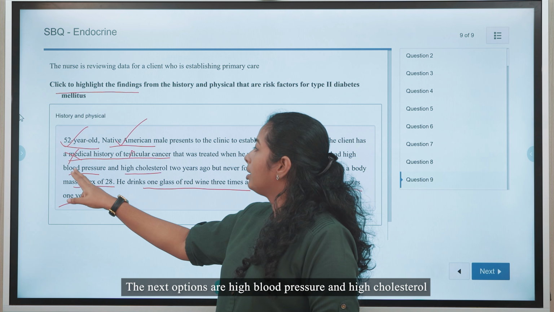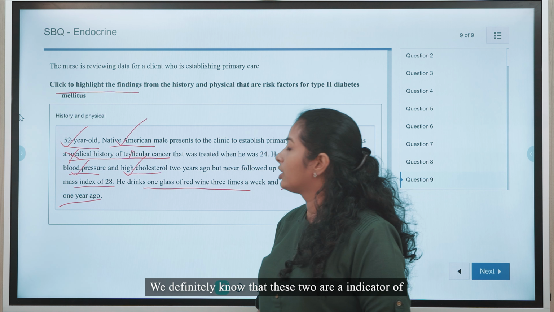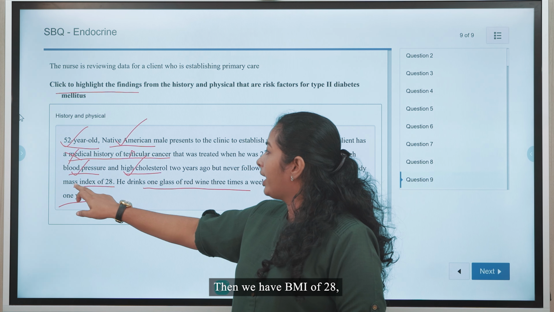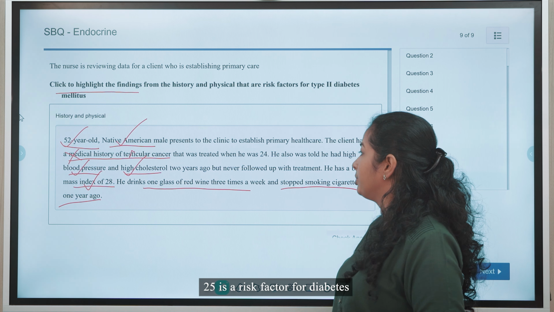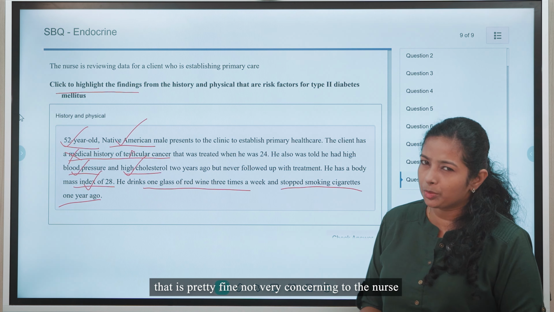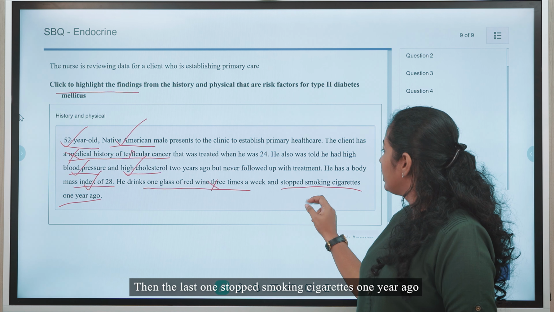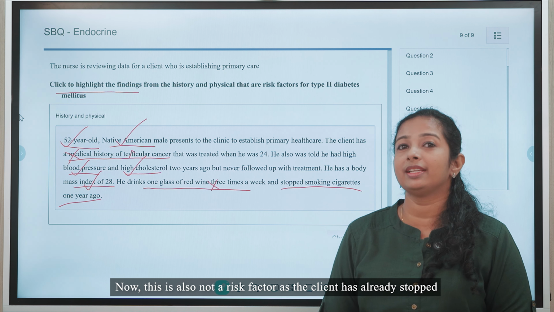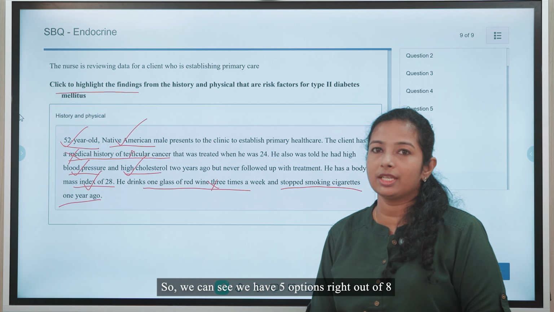The next options are high blood pressure and high cholesterol. We definitely know that these two are indicators of a risk factor for diabetes mellitus. Then we have BMI of 28. We know anything above 25 is a risk factor for diabetes. Drinking 1 glass of red wine 3 times a week. That's pretty fine, not very concerning to the nurse. So you can cross that out. Then the last one is stopped smoking cigarettes 1 year ago. Now this is also not a risk factor as the client has already stopped cigarette smoking. So we can see we have 5 right options out of 8.